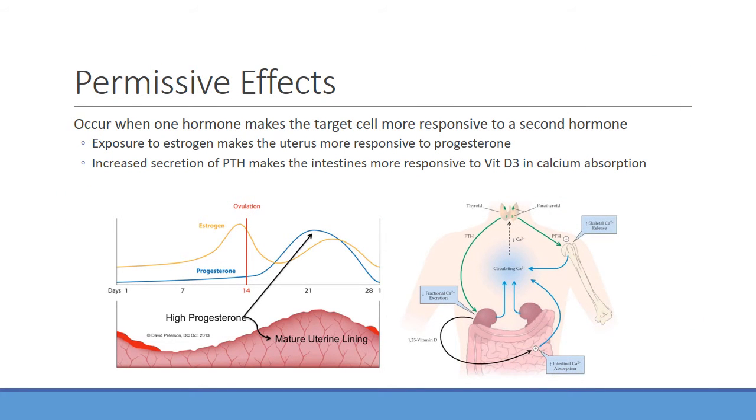There are permissive effects too. A good example is where the target cells become more responsive to a secondary hormone when you have one hormone around. So, for instance, when you have estrogen around, that helps make the uterus more responsive to progesterone, which is kind of the sister molecule to estrogen. And then parathyroid hormone, PTH, allows the intestines to be more responsive to vitamin D, and that helps to increase calcium absorption from the GI tract, right? So again, these are permissive. They allow the tissue to become more sensitive to a secondary hormone. They're allowed to work a little bit better.